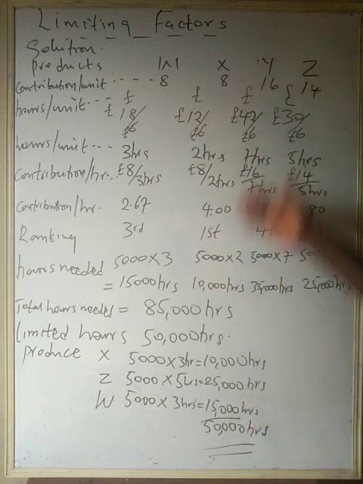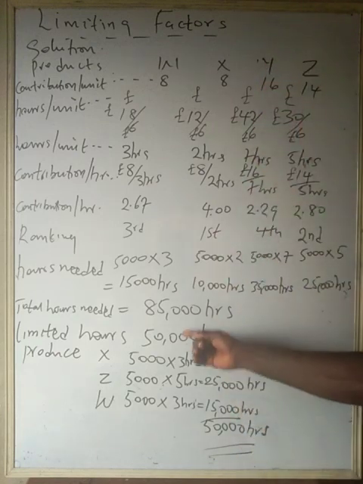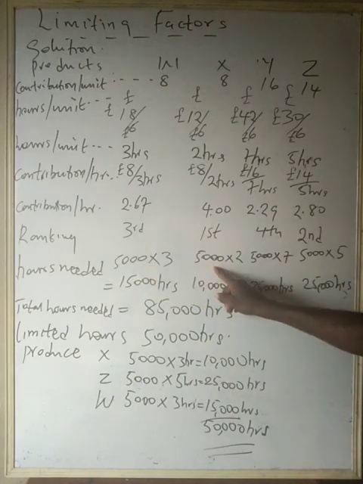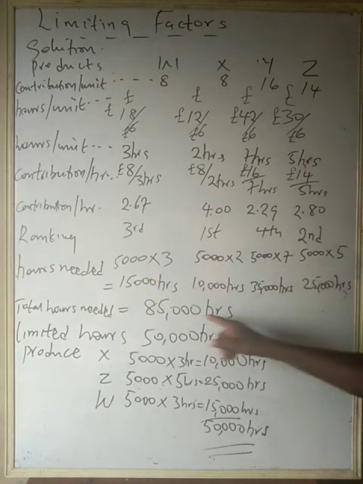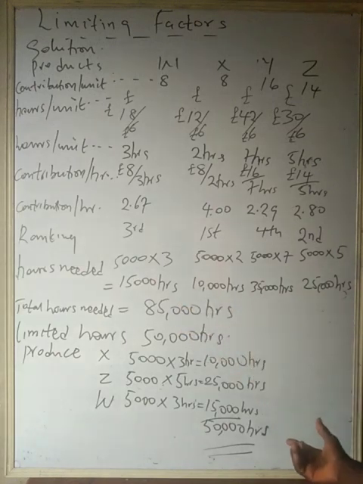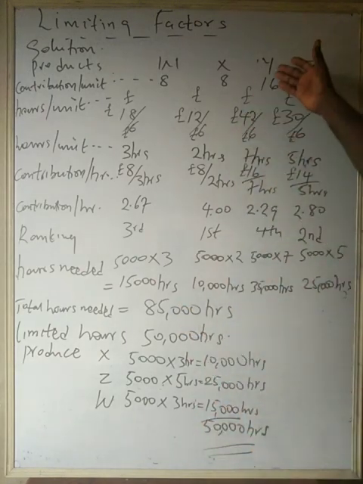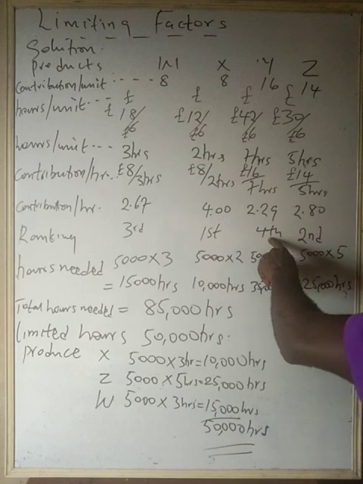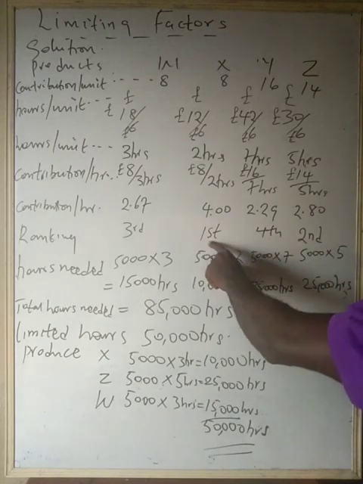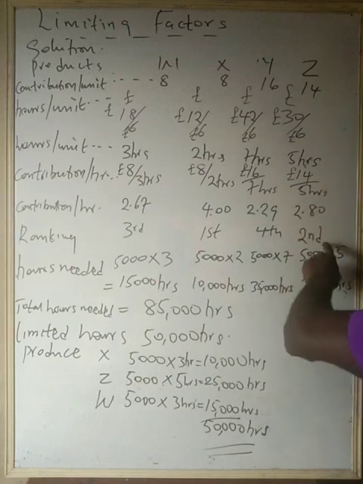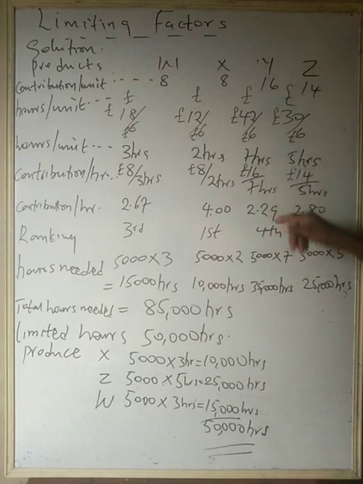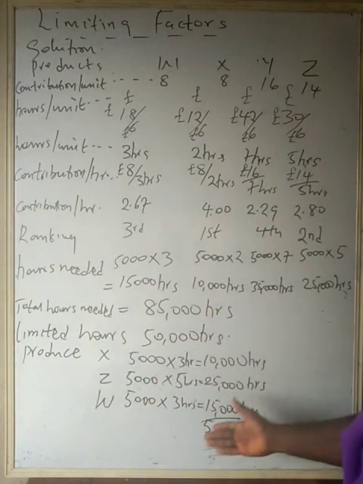You can see this is the limiting factor. We are limited to 50,000 hours, but the hours required to produce 5,000 units of each of these is 85,000 hours. So that means we need to drop product Y because of the ranking. Product X ranked first, Z ranked second, W ranked third, and Y ranked fourth.